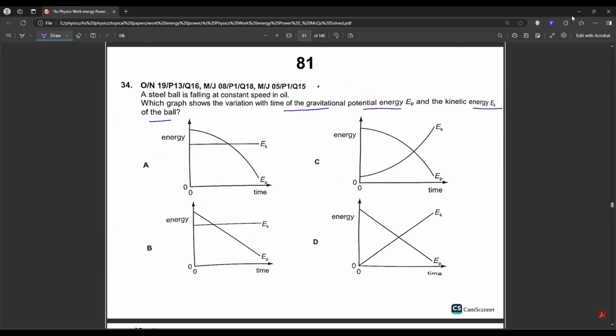Okay. If you are falling at constant speed, your kinetic energy is going to remain constant. Neither C nor D will be your options. Perfect. And as you are falling, your gravitational potential energy is decreasing. What will be your answer here? Your answer will be B. Your gravitational potential energy decreases linearly. B is your answer. Perfect.